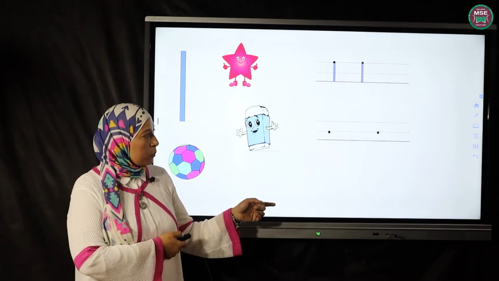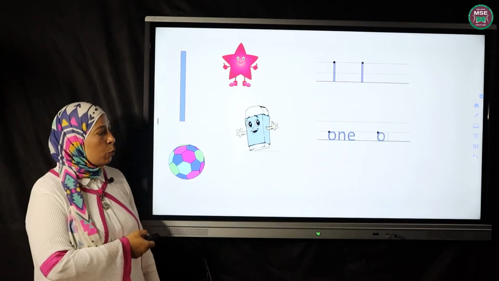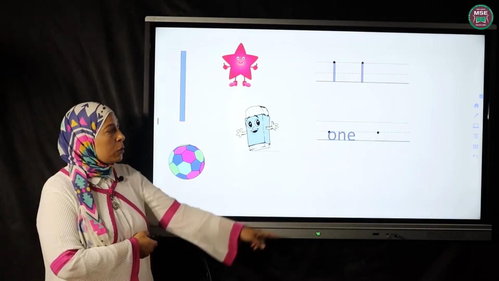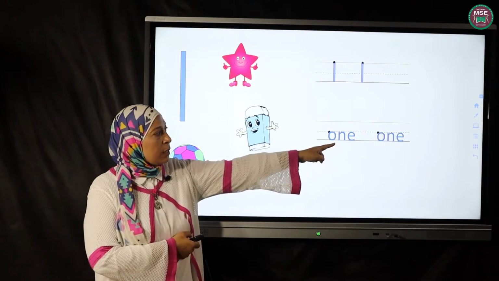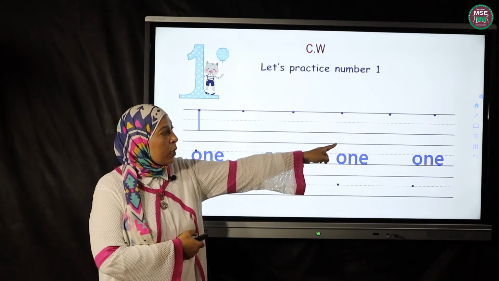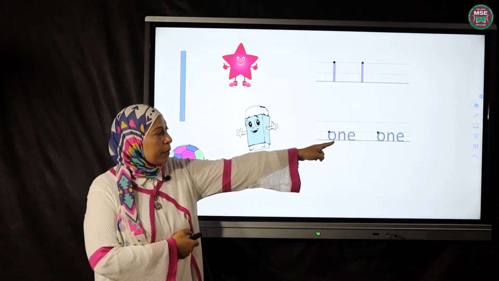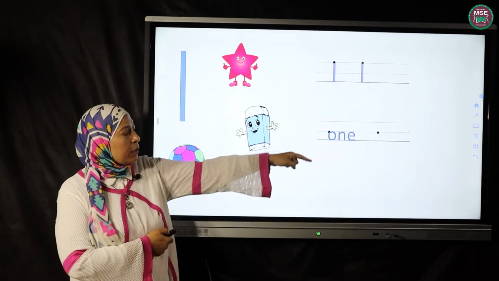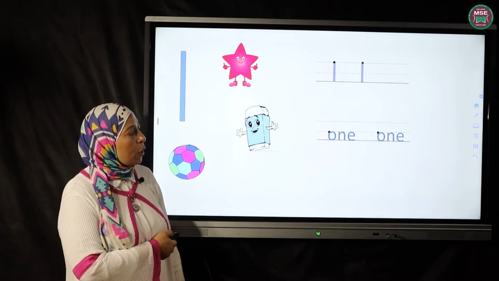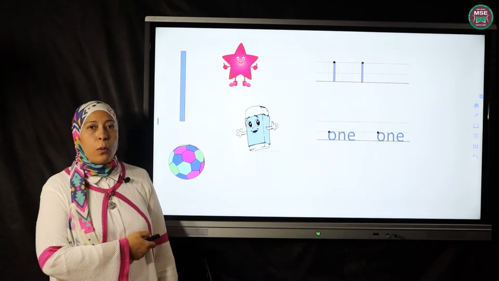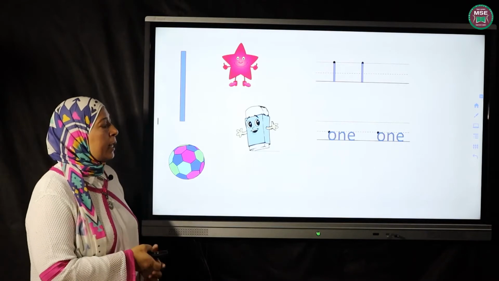O, N, E. Okay, I said 1, but I didn't write wa, I wrote O, N, E. Wa, 1, okay, O, N, E. Again, let's write it again. O, N, E. O-N-E, 1. O-N-E, 1.